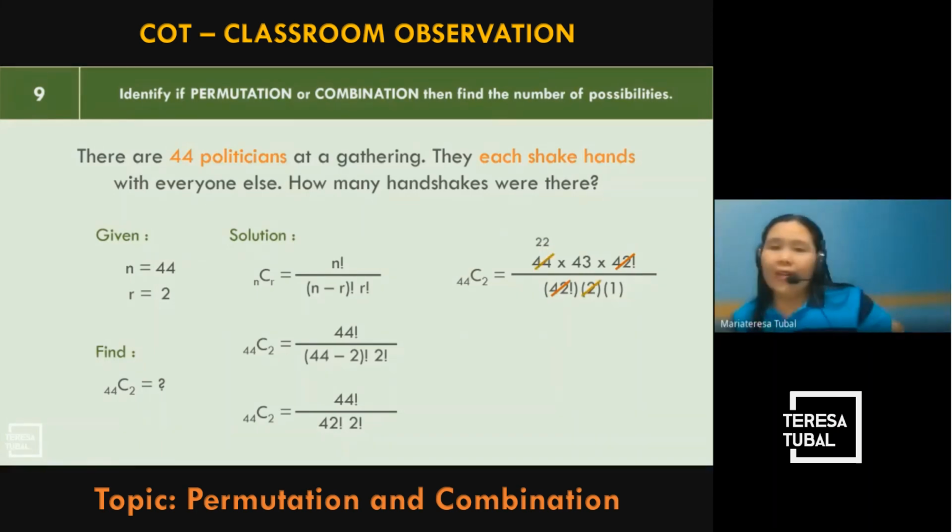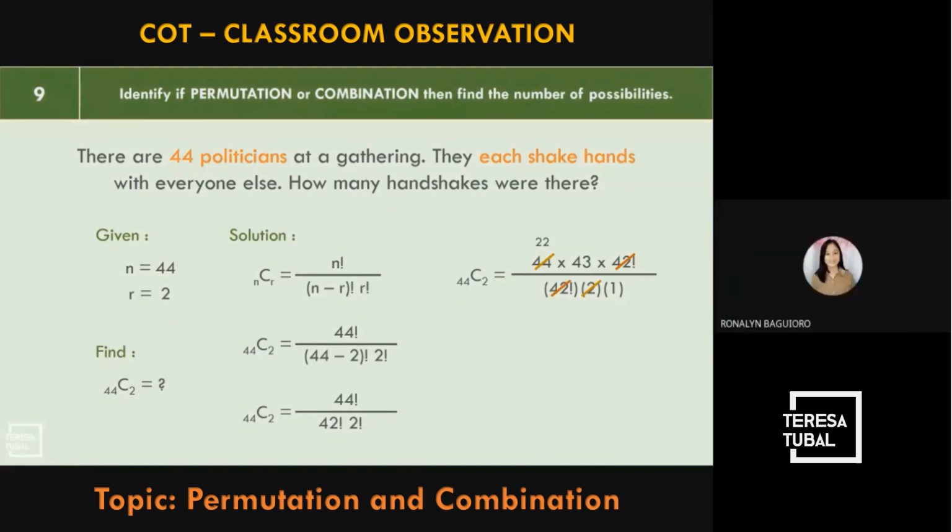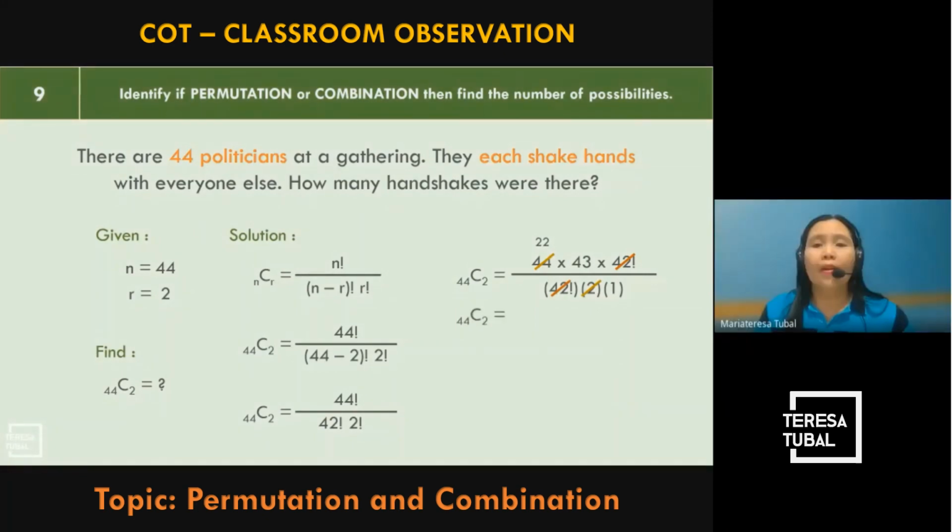So, let us multiply now. 22 times 43. Yes, Bagyoro, what is 22 times 43? 946 po. Okay, very good. The answer is equal to 946. As you can see, the handshakes that were there is equal to 946.